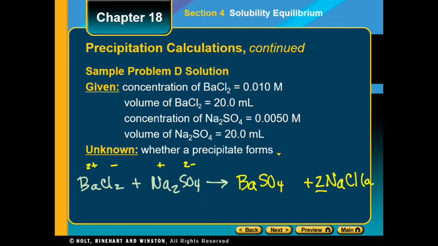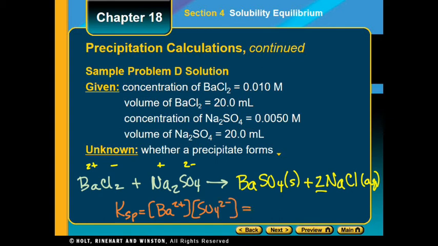I know from my solubility rules that this is considered to be still in solution because chloride is soluble in water. But the barium sulfate, this is the one that wants to precipitate out. So we're going to put a solid right there. This is the part of the equation that we're going to focus on. So the KSP value for your barium sulfate, you have your barium ion and your sulfate ion.